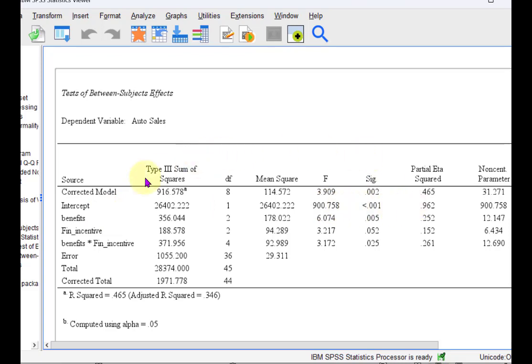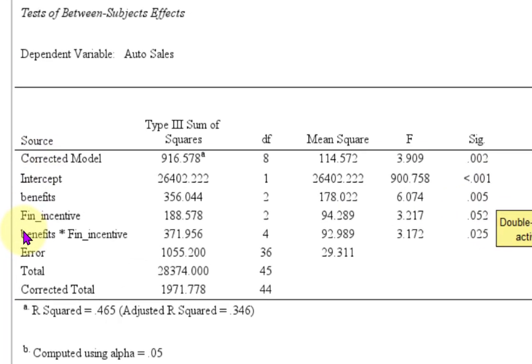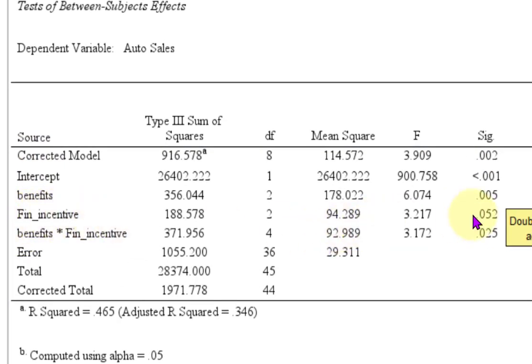Don't look at the intercept. But the benefits, we're going to look at the benefits, and it is significant, which means that there's a significant difference in auto sales between the 3 levels of the benefits packages, which is good. So that means there's a main effect of benefits. Next variable is the financial incentives, and I'm going to call that borderline because it's right next to 0.05. Same thing. It means there's a significant difference in auto sales between the 3 different incentive levels.